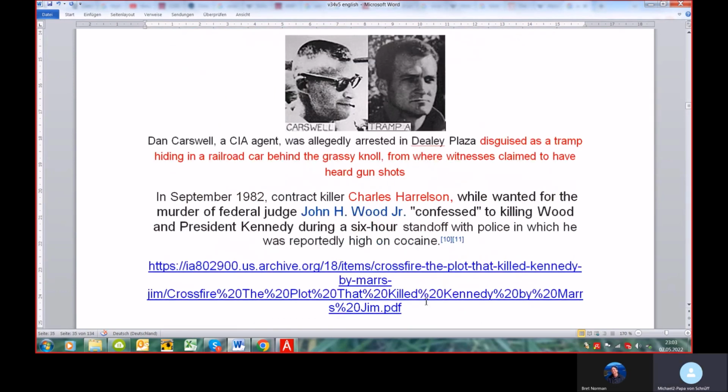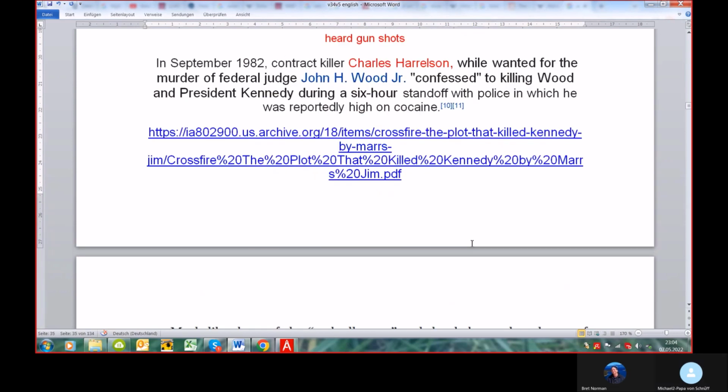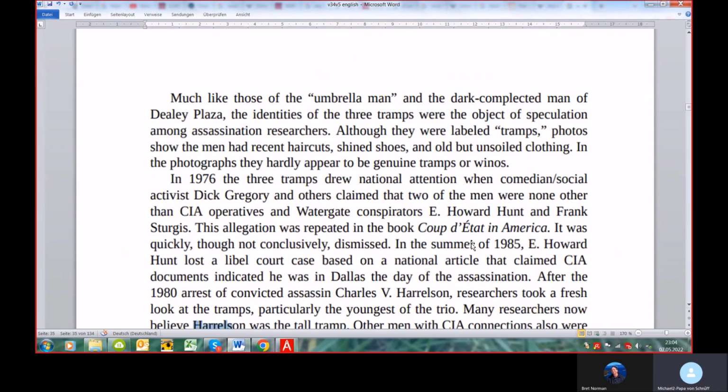In September 1982, contract killer Charles Harrelson, while wanted for the murder of federal judge John H. Wood, confessed to killing Wood and President Kennedy during a six-hour standoff with police, in which he was reported high on cocaine. Of course, afterwards he said that was just the drugs. But what do we expect from all these people, who are not just playing tricks on you? He was part of a ritual. I cannot prove if he has shot, but that's not the point.